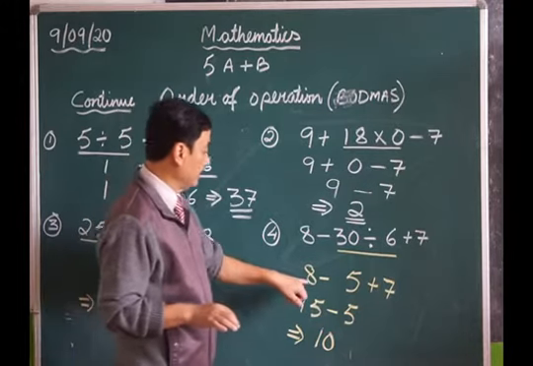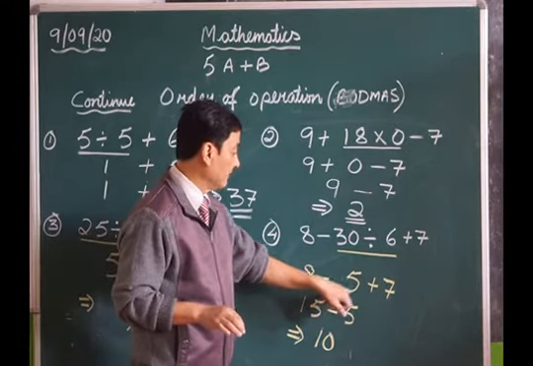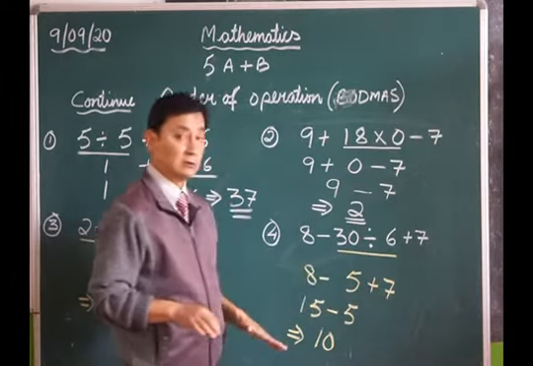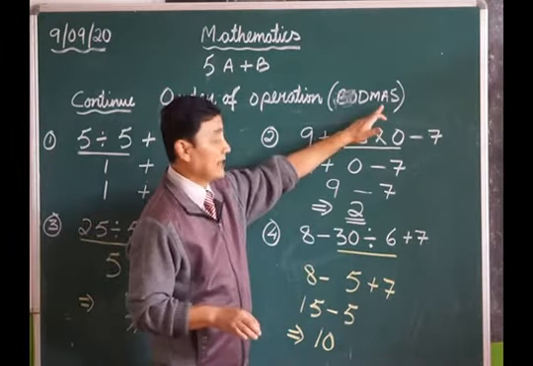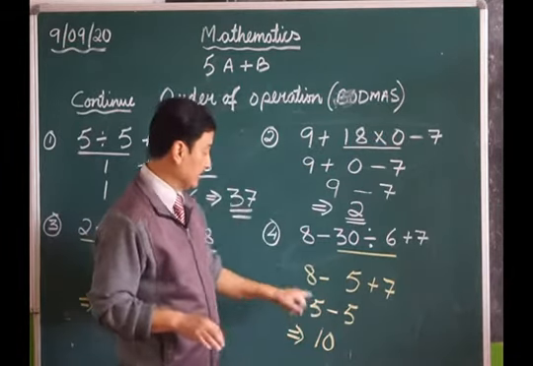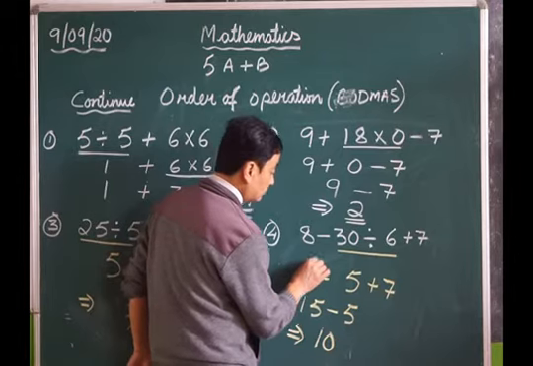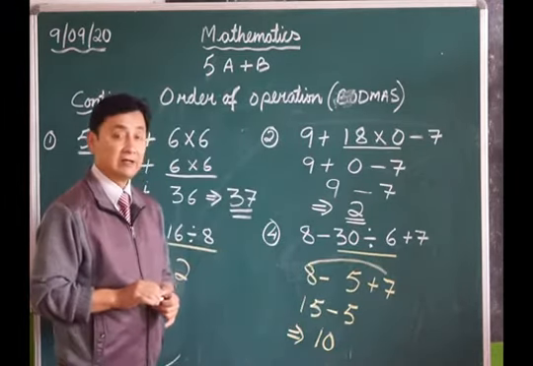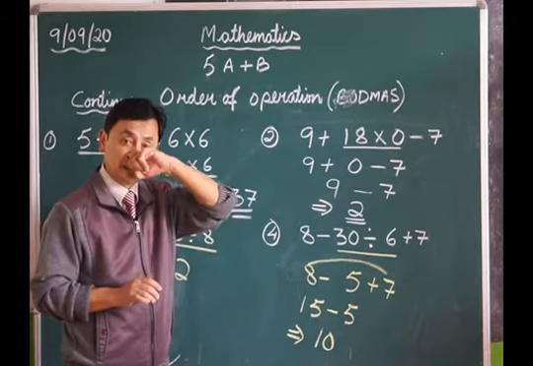Okay? Don't try to do 8 minus 5 plus 7. Some of you may add these two. But remember, we have to do addition first. So addition, addition. Subtraction, leave it. 8, or you can just draw a line, 8 plus 7. 15 minus 5, 10. I hope you understood.